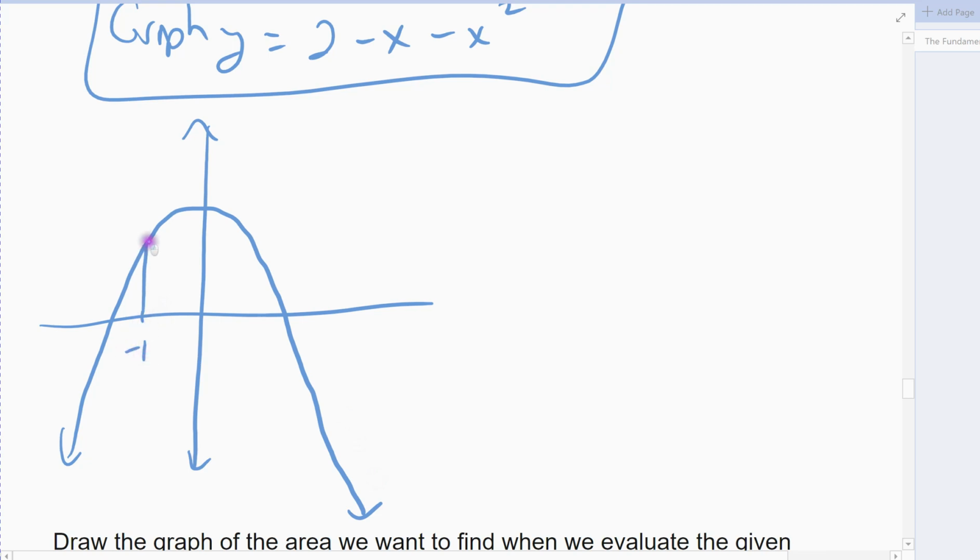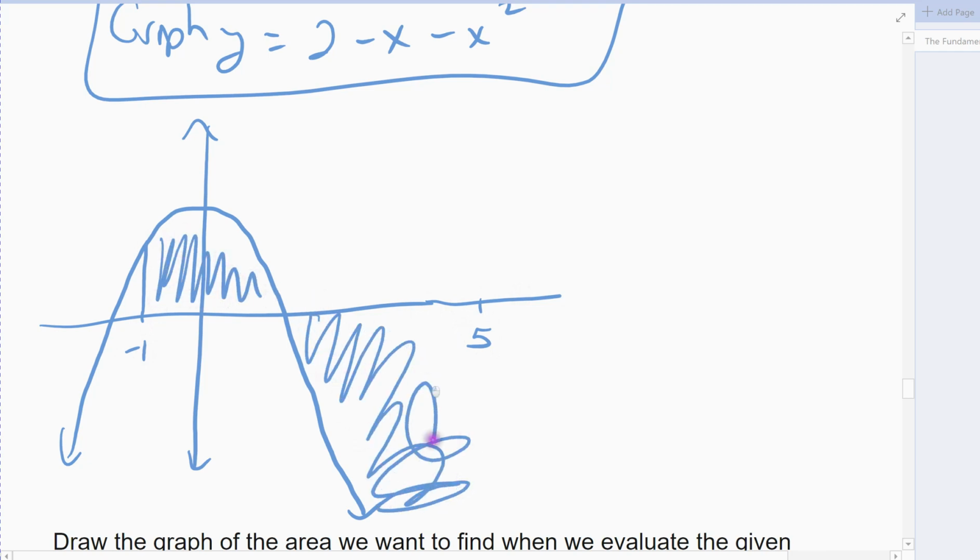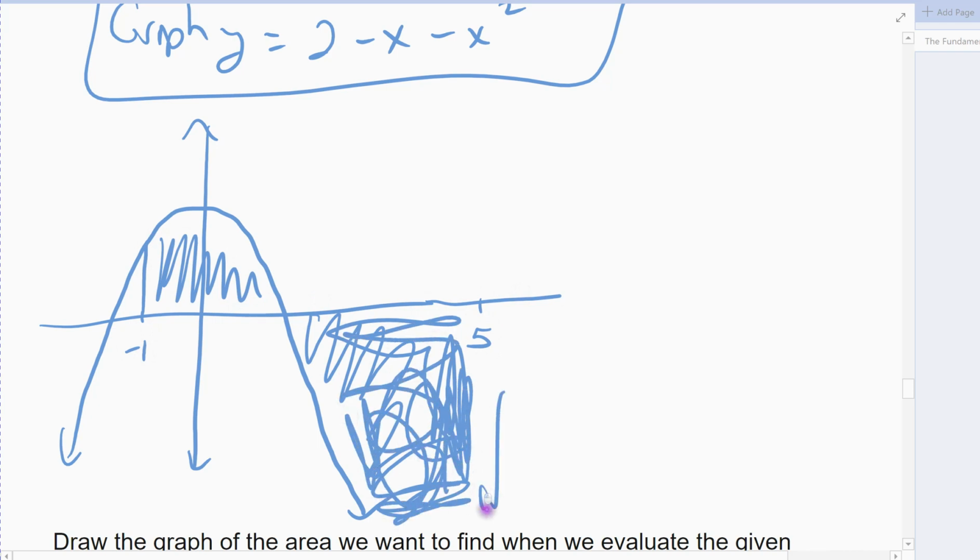Negative 1 is about right here, and then 5 is somewhere around here. There is some positive area, but the vast majority of it, if you graphed it, would be off your graph. It would be way down. This would kind of go down here for a long time. And so there is some positive area, but most of it's negative.